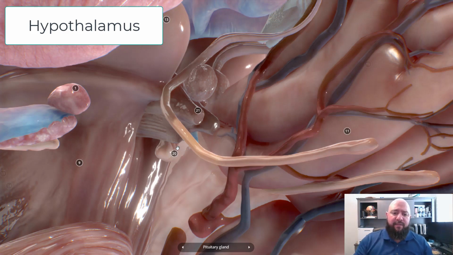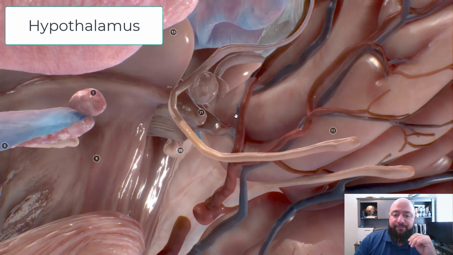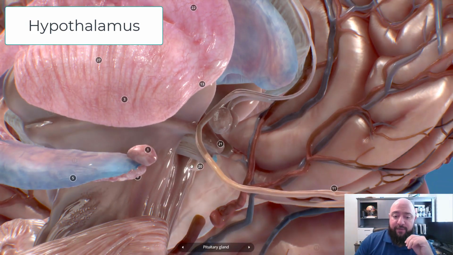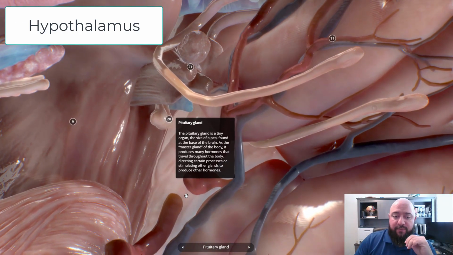And so the hypothalamus tells the pituitary gland, hey, this is what we need. And then the pituitary gland releases a hormone, and then all the other glands in your body kind of follow suit and they release certain hormones. And that's kind of how the hypothalamus indirectly controls everything through the pituitary gland, which is right here, number 20.